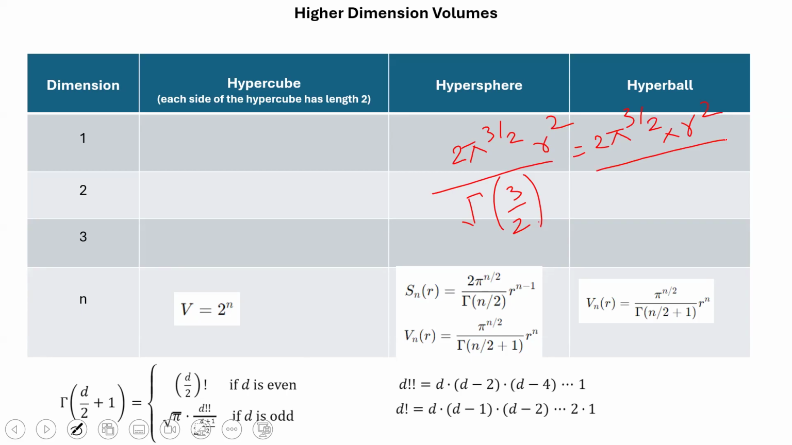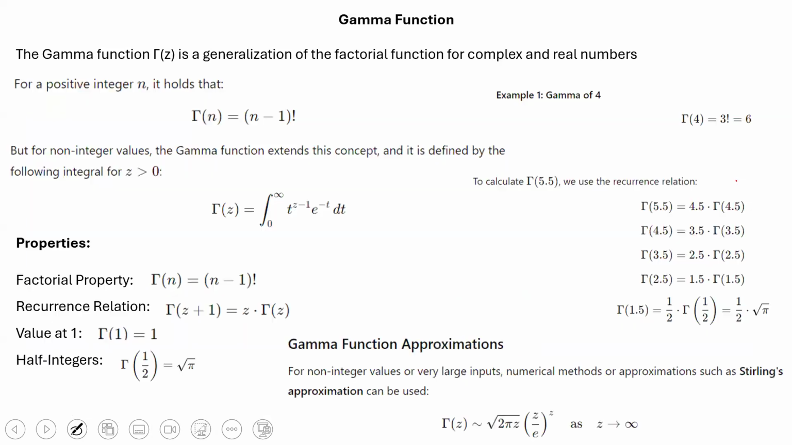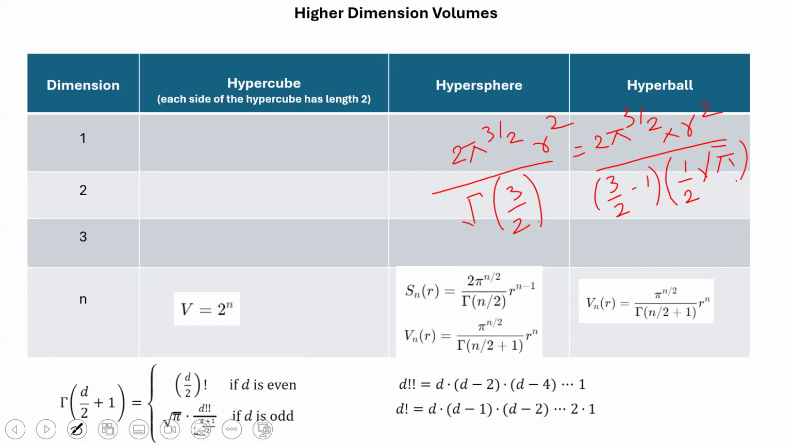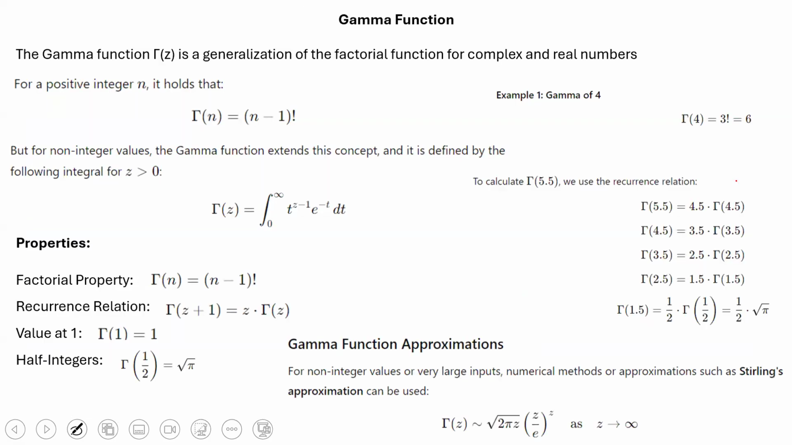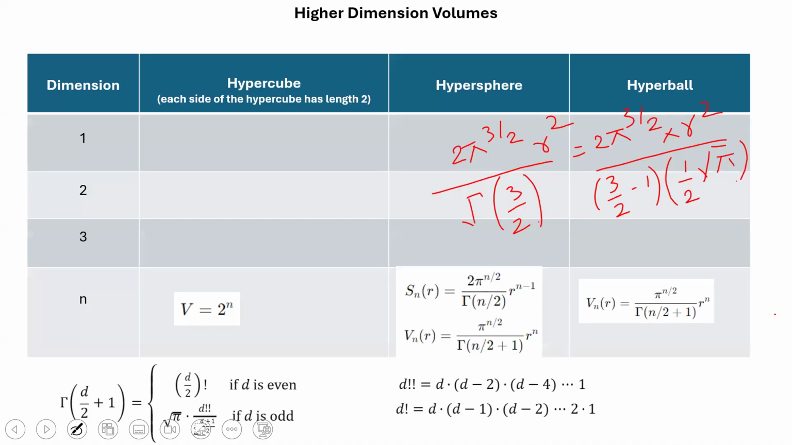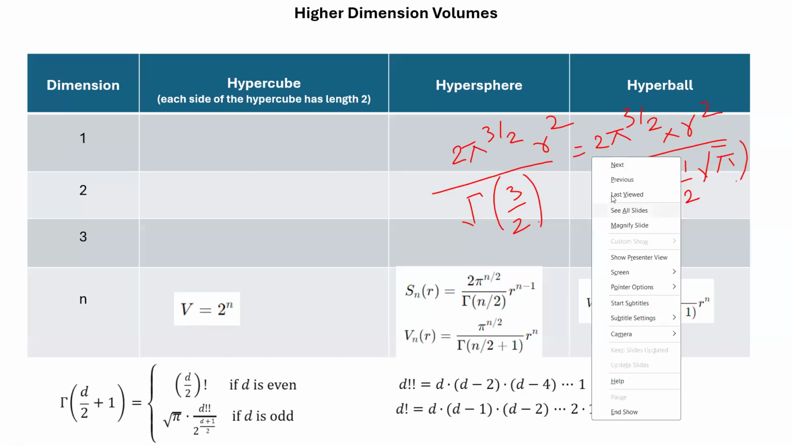What is the value of gamma 3 by 2? This becomes 3 by 2 minus 1 into 1 by 2 root pi, right? That is what we get for 3 by 2. So 3 by 2 is nothing but 1.5, right? So what is gamma 1.5? Gamma 1.5 is nothing but 1 by 2 root pi.